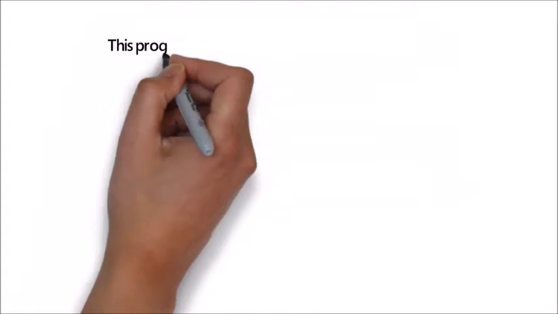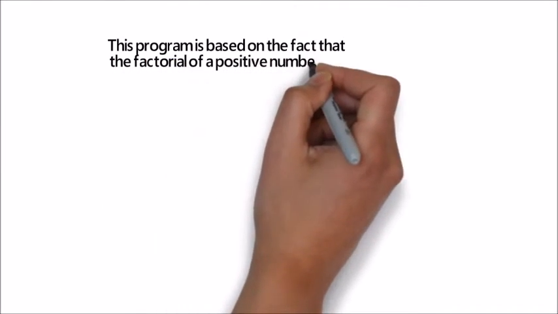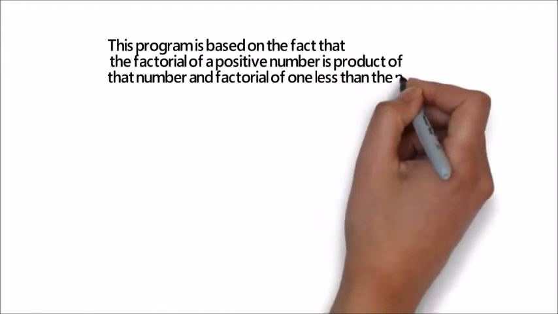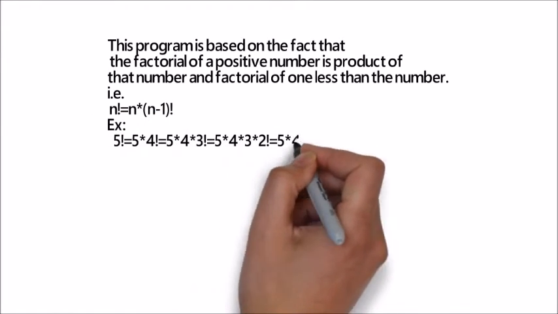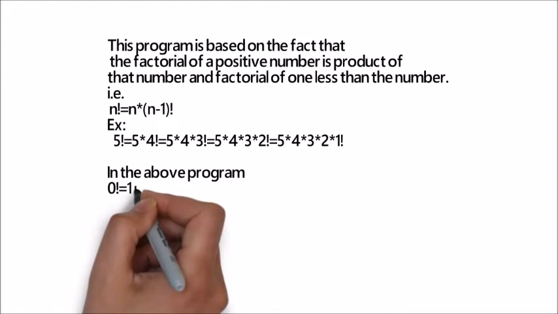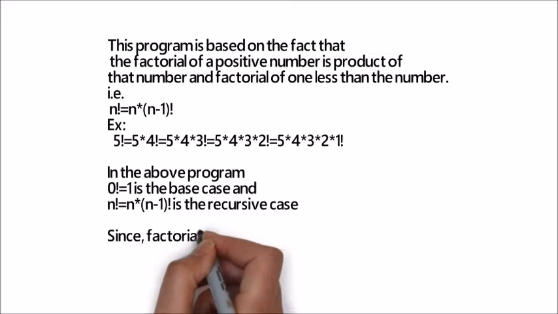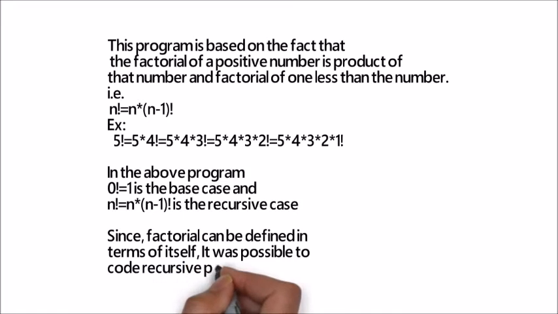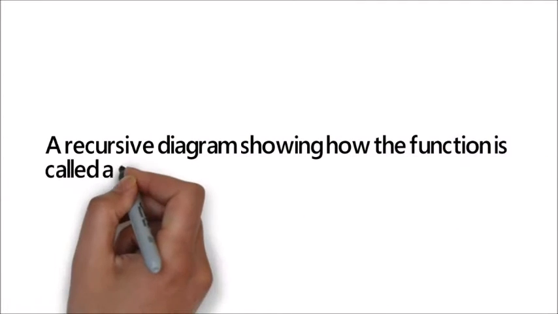As we all know, the factorial of any number is always the product of that number and the number minus 1. That is, n factorial equals n into (n minus 1) factorial. For example, 5 factorial equals 5 into 4 factorial equals 5 into 4 into 3 factorial, and so on. In the above program, 0 factorial equals 1 is the base case, and n factorial equals n into (n minus 1) factorial is the recursive case. Since the factorial can be defined in terms of factorial again, it is possible to compute the recursive formula to find the factorial of any given number.